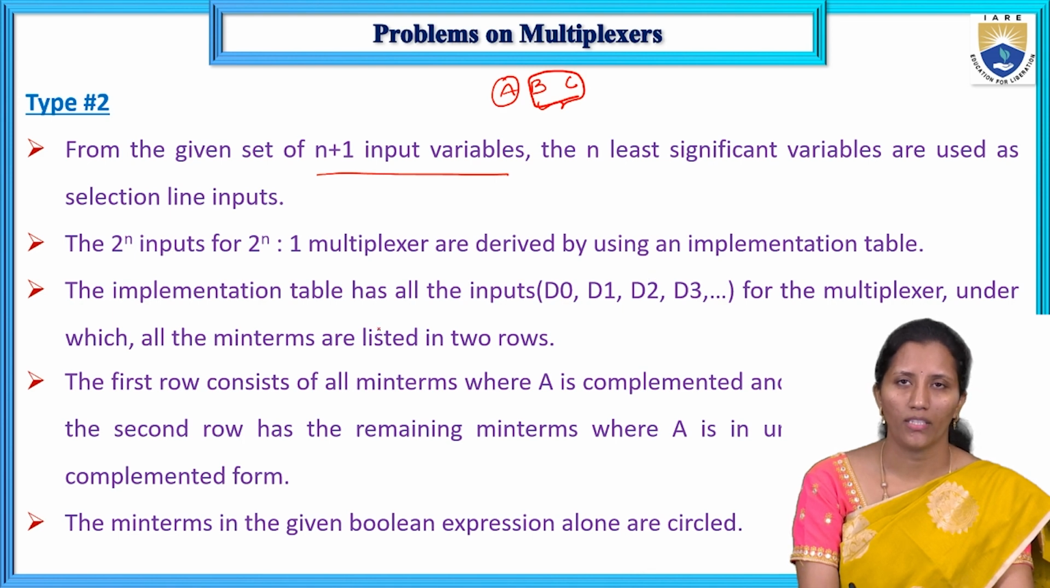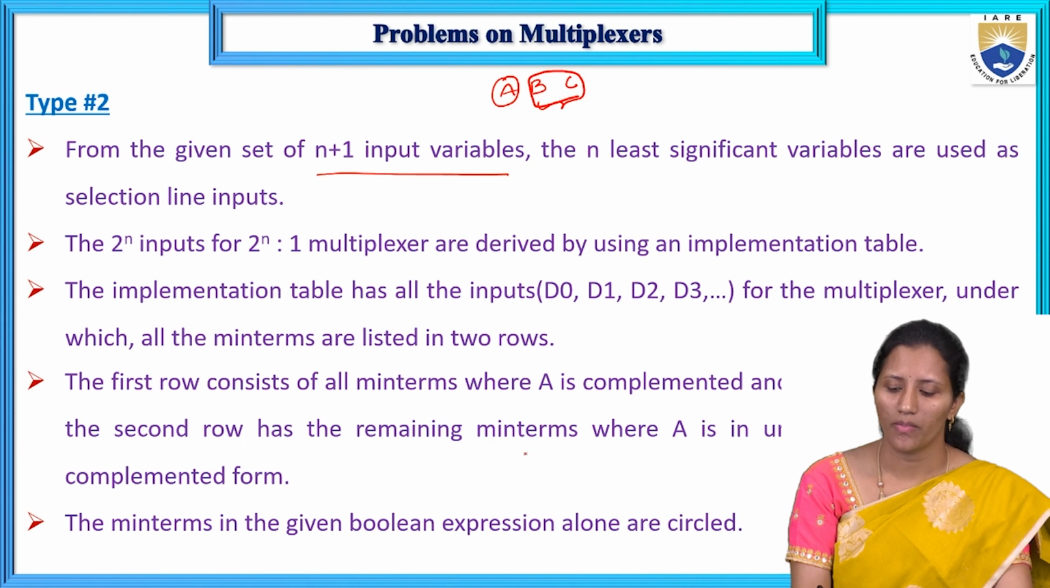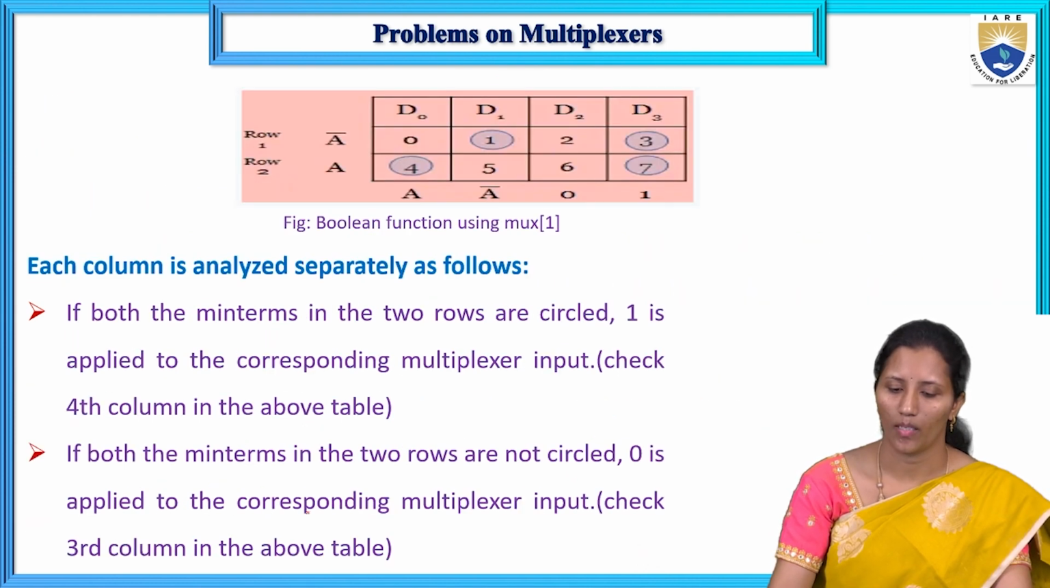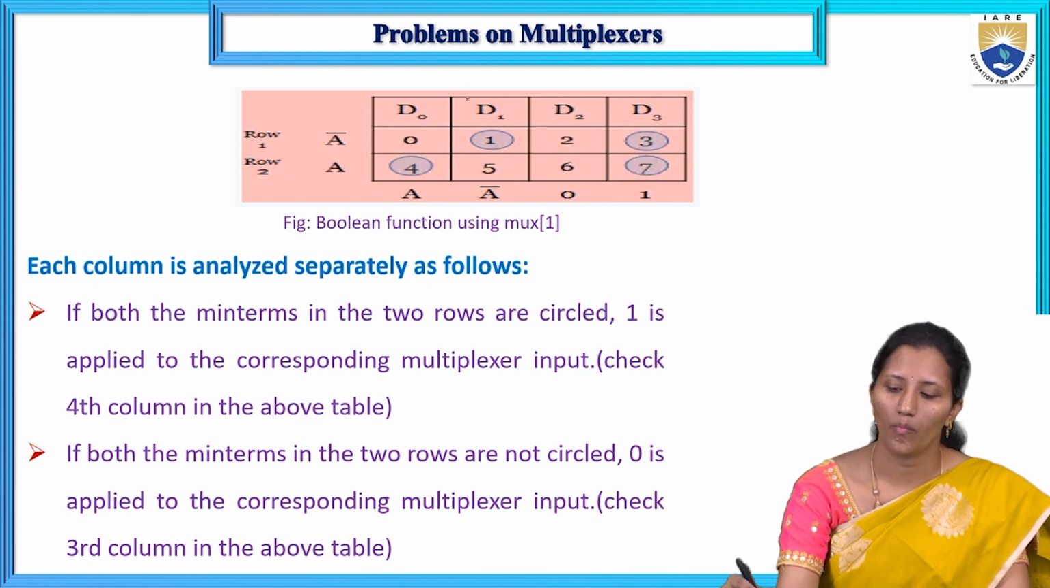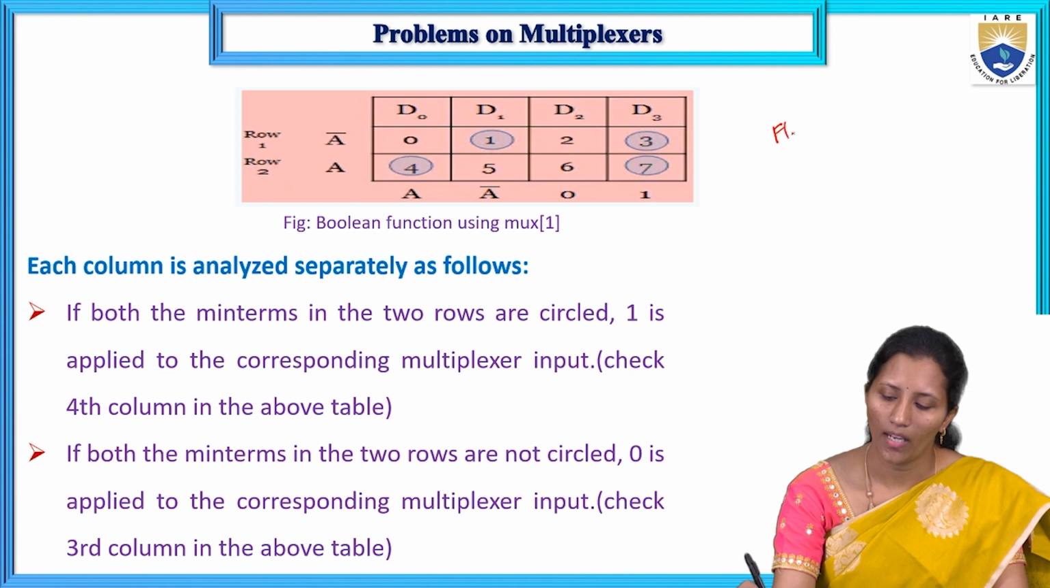The implementation table has all the inputs D0, D1, D2, D3 for the multiplexer, under which all the minterms are listed in 2 rows. The first row consists of all minterms where A is complemented, and the second row has the remaining minterms where A is in uncomplemented form. So we will see the table here. So this is the table. For example, f(A, B, C) = sigma 2, 3, 6, 7.